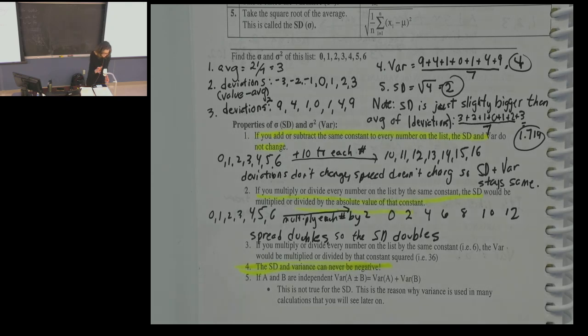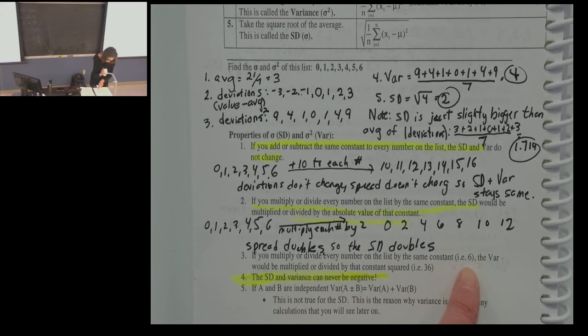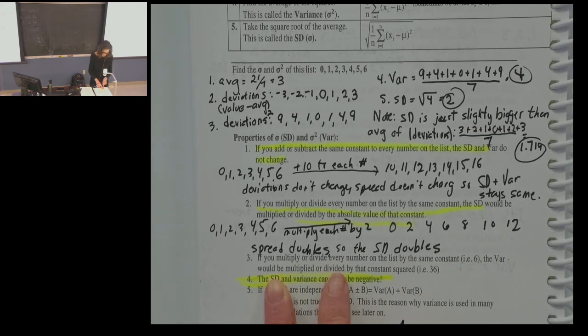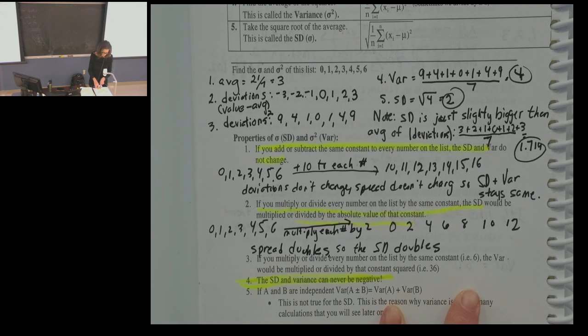Okay? Now, if you multiply or divide every number on the list by the same constant, the variance would be multiplied or divided by that constant squared. Well, the standard deviation doubles, so the variance would be multiplied by that constant squared. For example, in this case, it would be multiplied by 4.